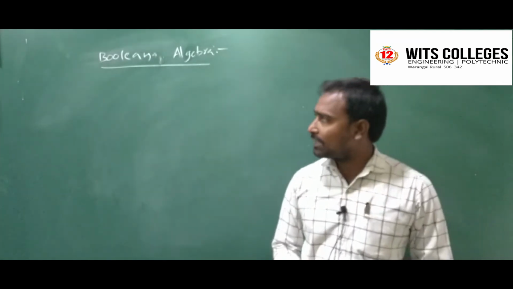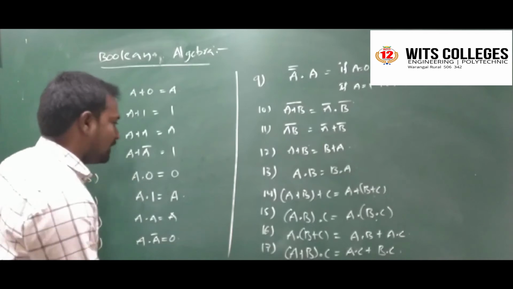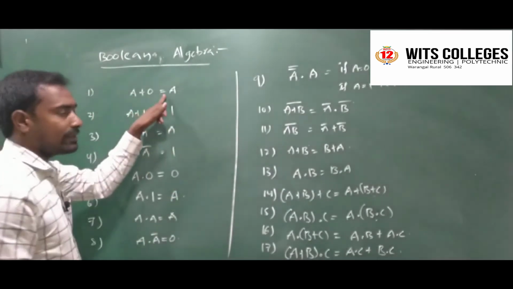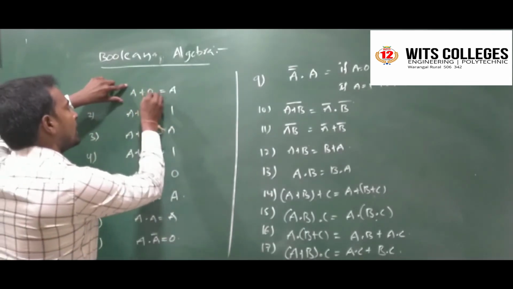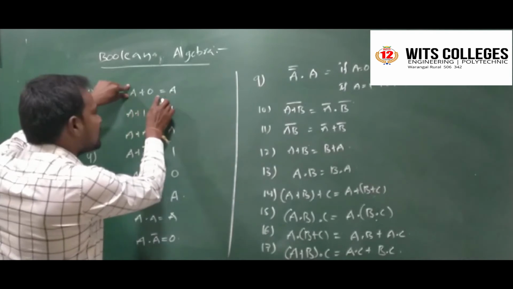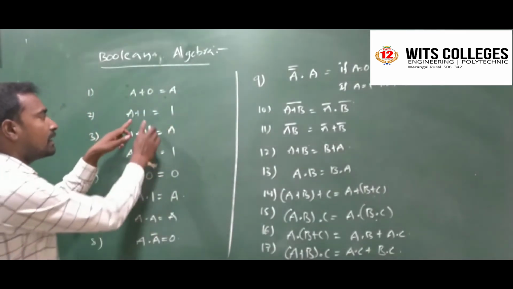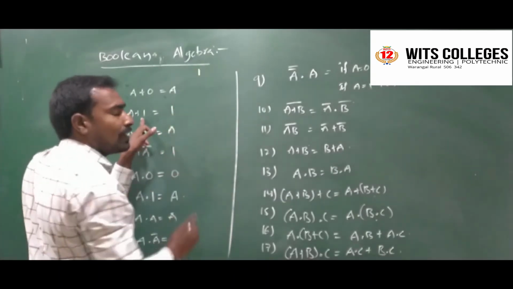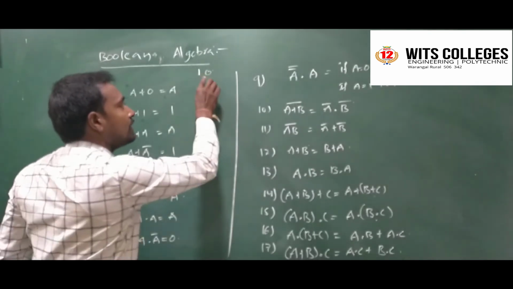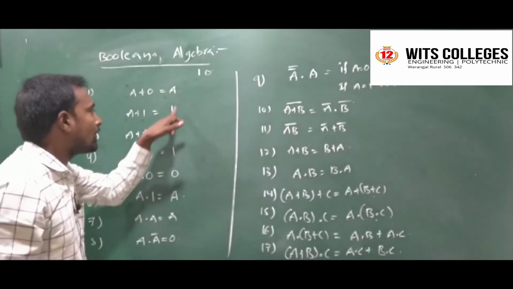Simplify the Boolean expression. Next we have Boolean algebra laws and theorems. These are all the Boolean laws and theorems. For example, A plus 0 is equal to A, because something plus 0 is equal to that something. And A plus 1 is equal to 1. The 1 is logic 1, treated as the active high value, and 0 is treated as active low. So something plus 1 is equal to active high, that is 1.